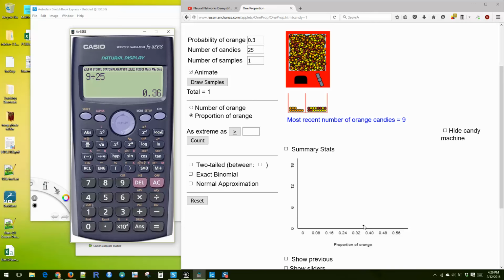So what we're doing is we're going to start building up a histogram. This is going to be a dot plot. We're going to put a dot every time we draw a sample here, okay? So here we go. We're going to do this again.